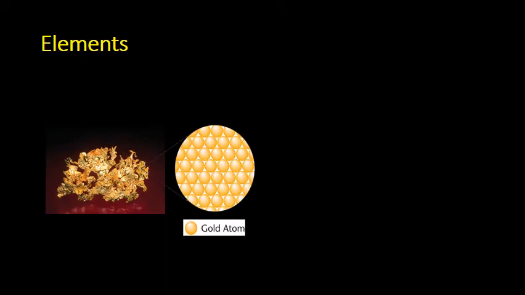Elements. This is a vocab word. You need to know what an element is. Do you know what an element is? Well, an element can be made up of a single atom. So in this case, I have a gold element, the element gold, which is a bunch of gold atoms all stuck together.